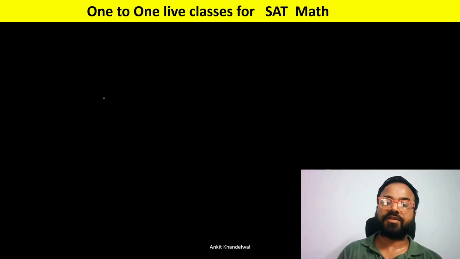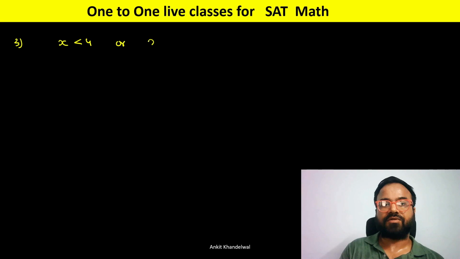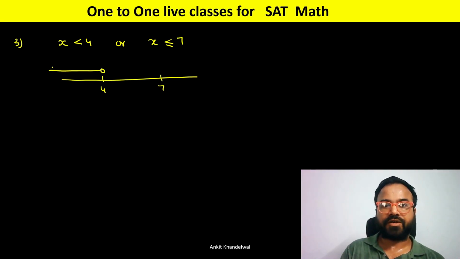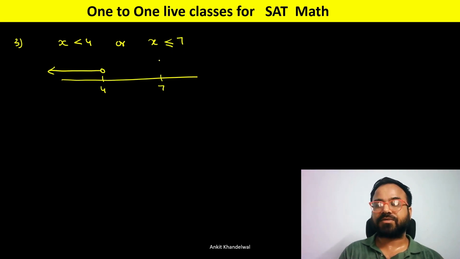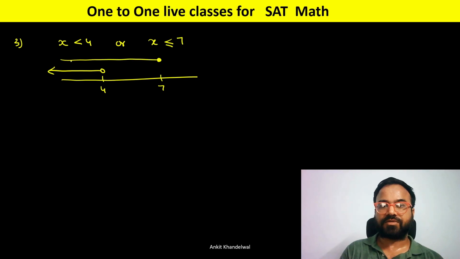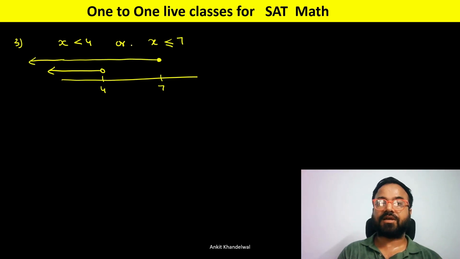And when we have the or, suppose I am saying x is less than 4 or x is less than or equal to 7, let's say. On the number line we will plot 4 and we will plot 7, both of them. Now x is less than 4, so we'll draw like this. x is less than or equal to 7, so less than or equal to 7. Now since there is an or in between, or means union, means everything. Whatever region of the number line is covered by either the first line or the second line, that will be the answer.